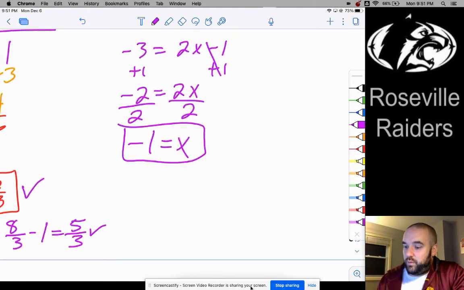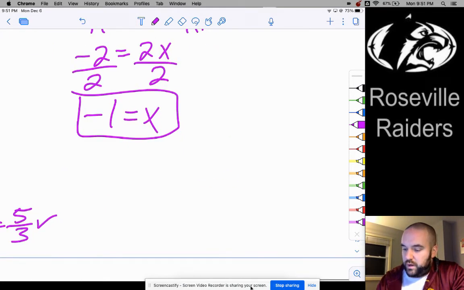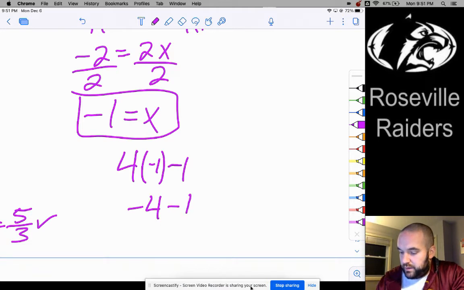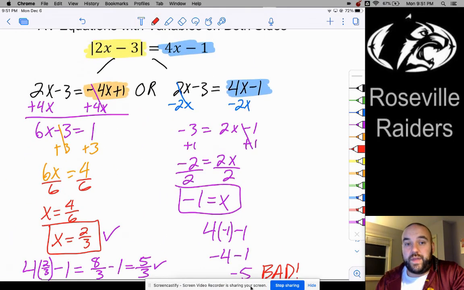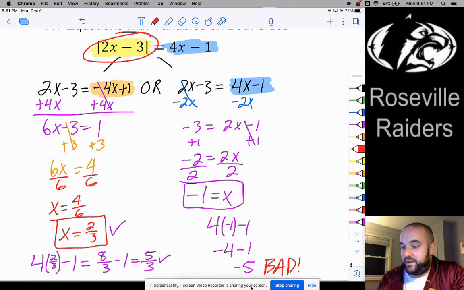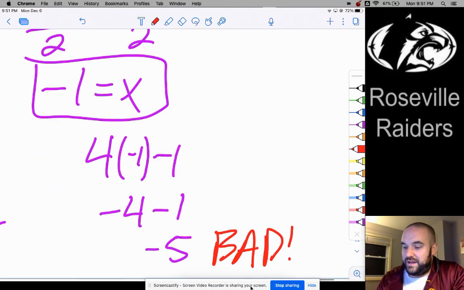Now what happens with -1? If I take the expression 4x minus 1 and I replace x with -1, 4 times -1 is -4, take away 1, and that is -5. This is bad news, because what that would be saying is I have absolute value equal to -5, and we cannot have absolute value equal a negative number. So what that means is that this solution is actually not a real solution.